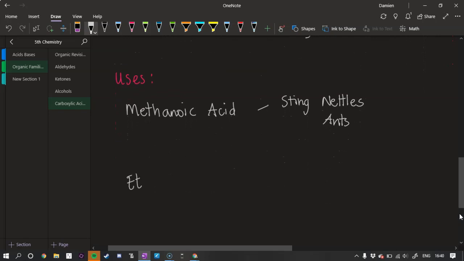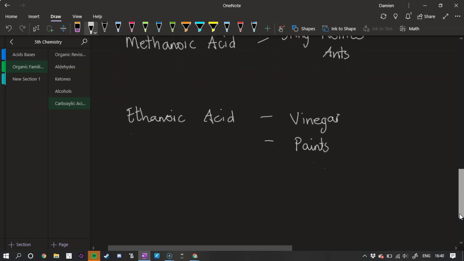Ethanoic acid, which is the next one. Ethanoic acid, we've done an experiment on this, is vinegar. So that's one of the uses for that, for baking. And it's also found in paints and things like that. And then finally, propanoic acid.